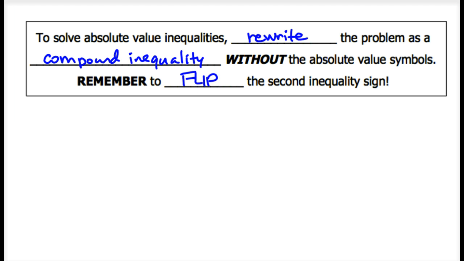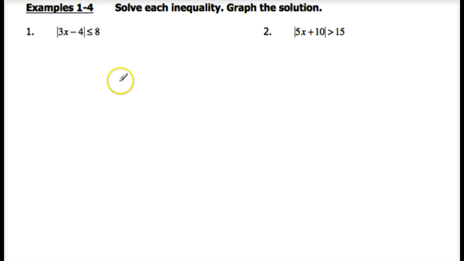So now let's jump to the back side and take a look at these four examples. Number one, I have the absolute value of 3x minus 4 is less than or equal to 8.